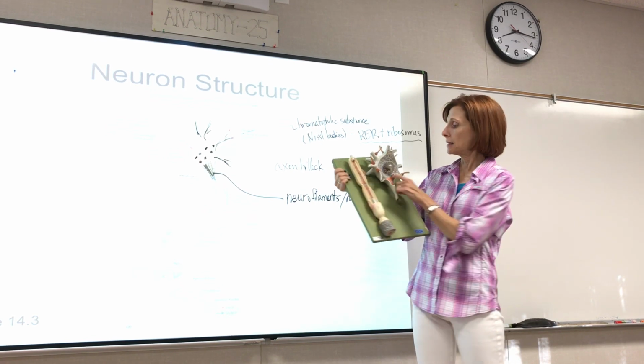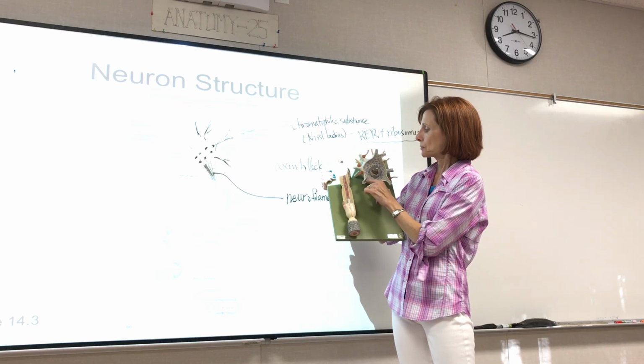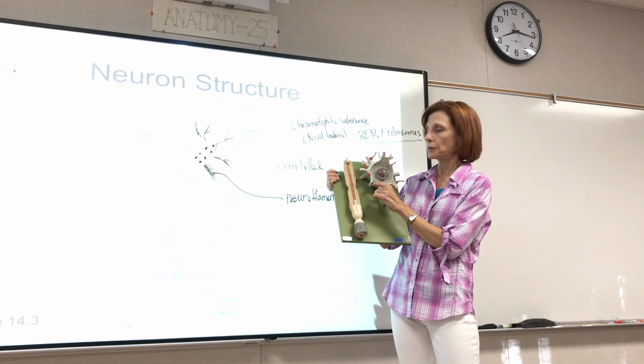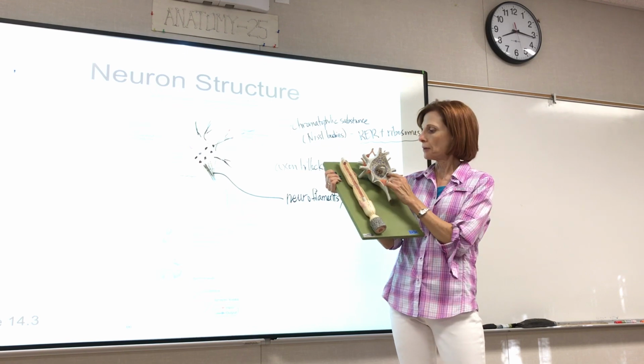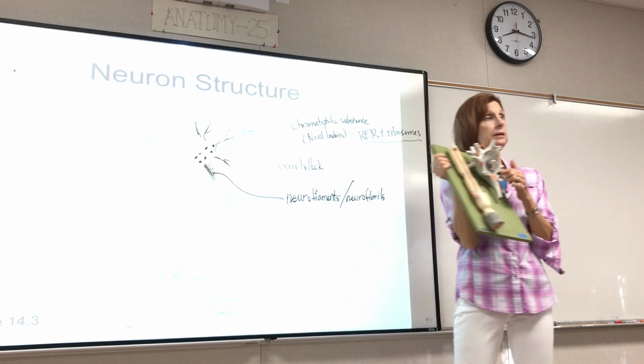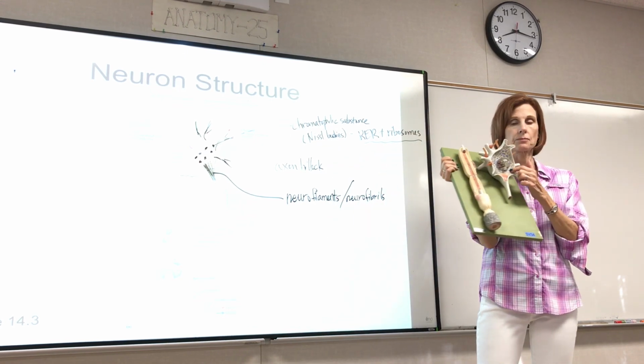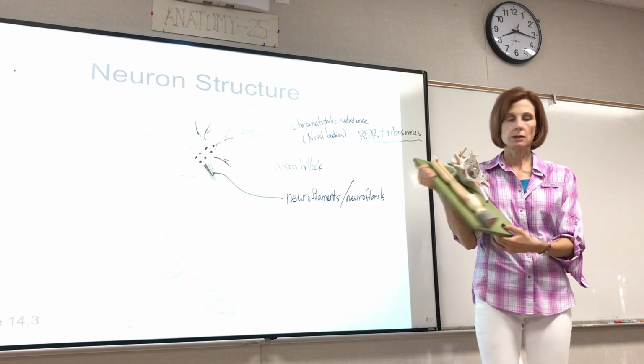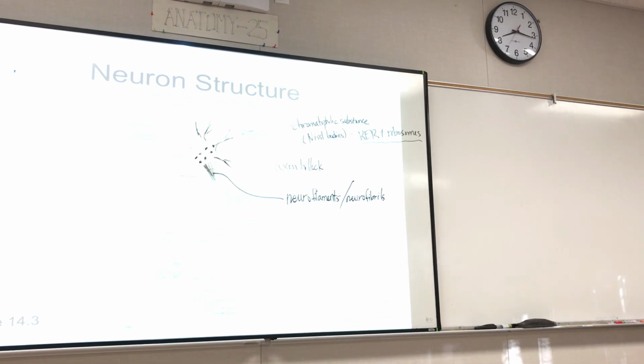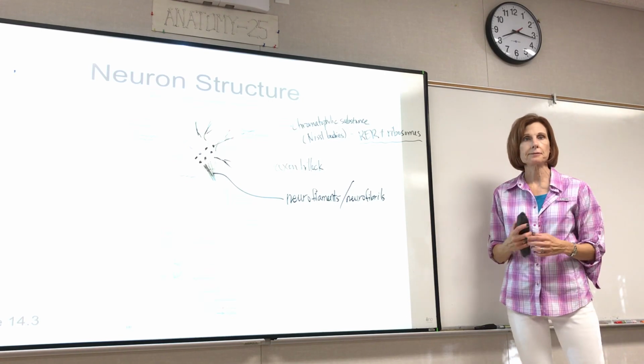And you can see the neurofilaments or neurofibrils here. They're shown in these dark lines. Okay, all this blue stuff in here would be the Nissl bodies. You guys have any other questions on any of that?